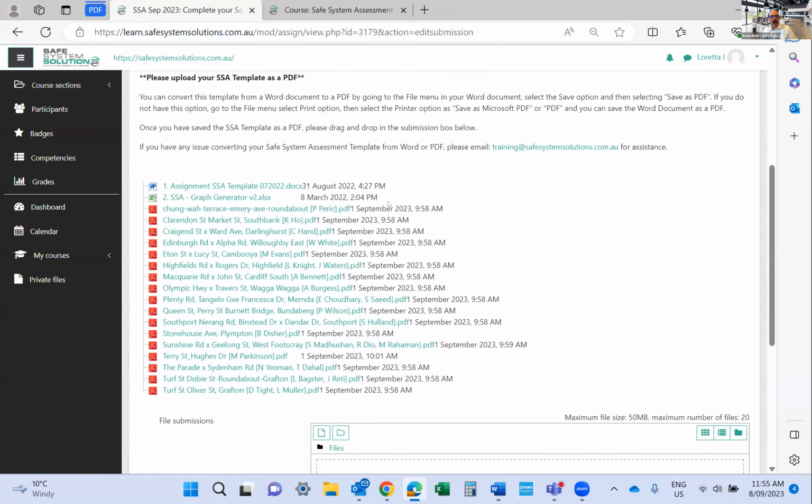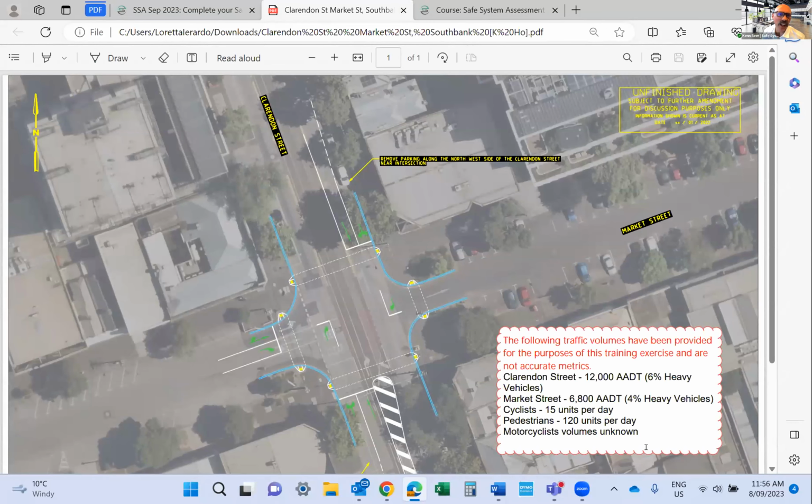So let's just click on a design. Just pick one at random there, Loretta, just so people can sort of see what we're getting. Clarendon Street, Mark Street down in, yep. So proposal there. That's currently an unsignalized intersection. It looks like the proposal there is to signalize it. And so you'll go out there, you'll look at the existing conditions, and you will then do a matrix on the existing conditions. You'll do a matrix on the constructed one. Looks like hook turns. That's going to be fun.